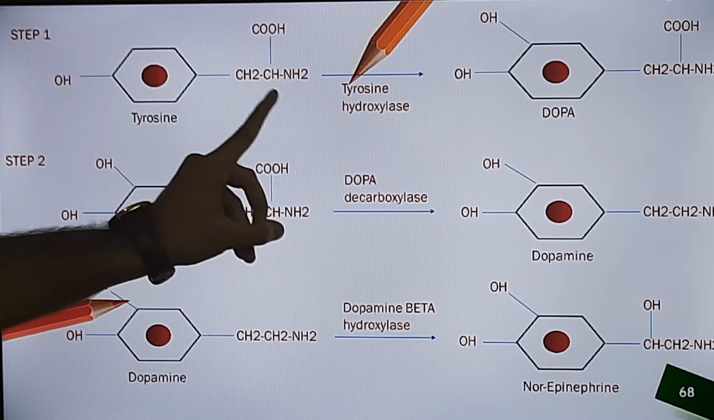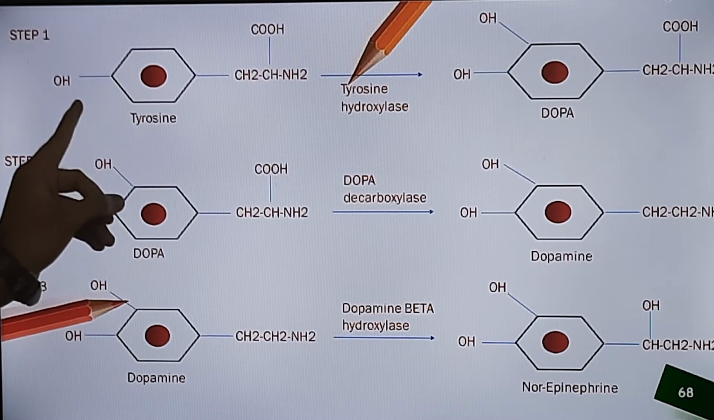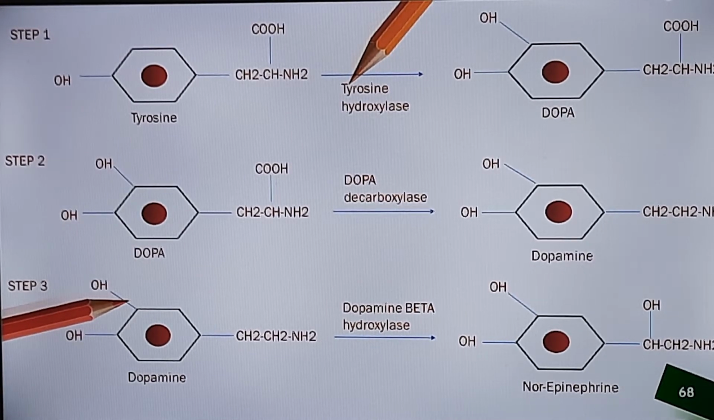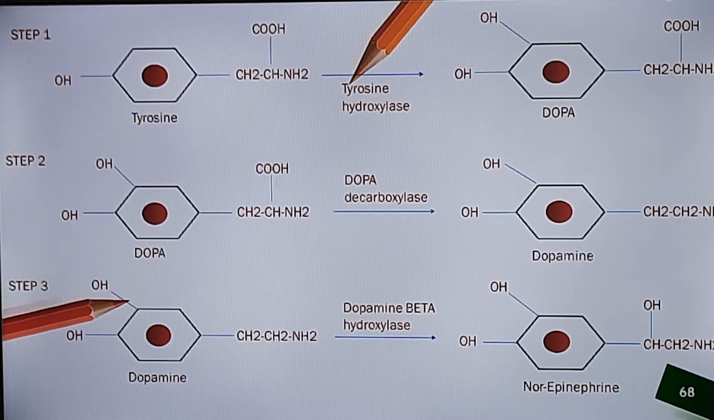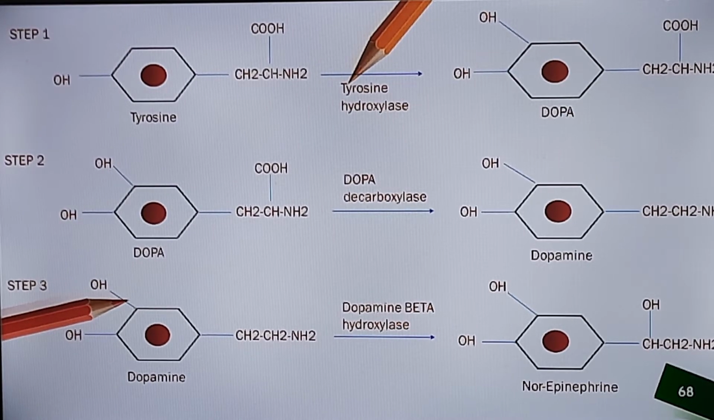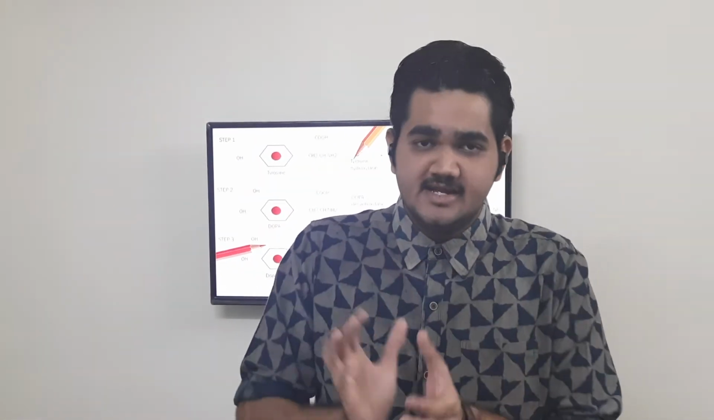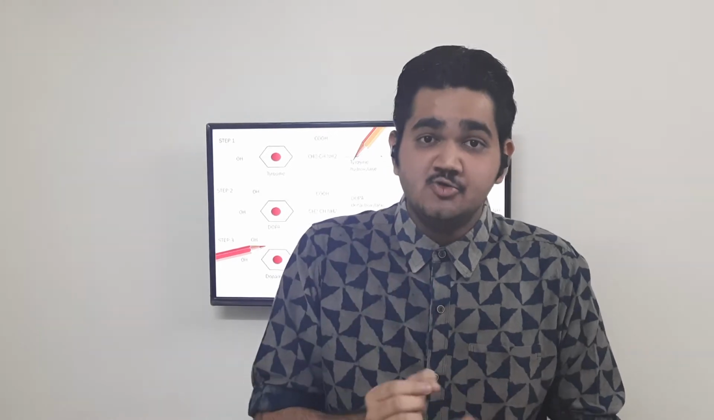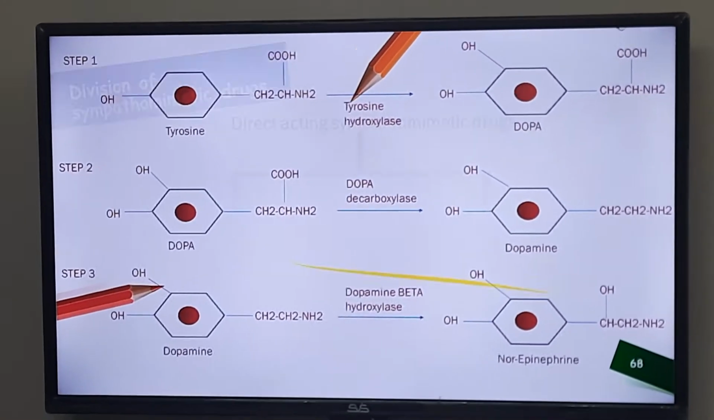This tyrosine hydroxylase ये क्या करेगा? This will add one OH group to our tyrosine molecule, and after the addition of the OH group to our tyrosine molecule, जो molecule हमें मिलता है that is dopa, and this my dear friend is the rate limiting step in the synthesis of noradrenaline. So now let's move on to our question and let's read what will be the correct answer.